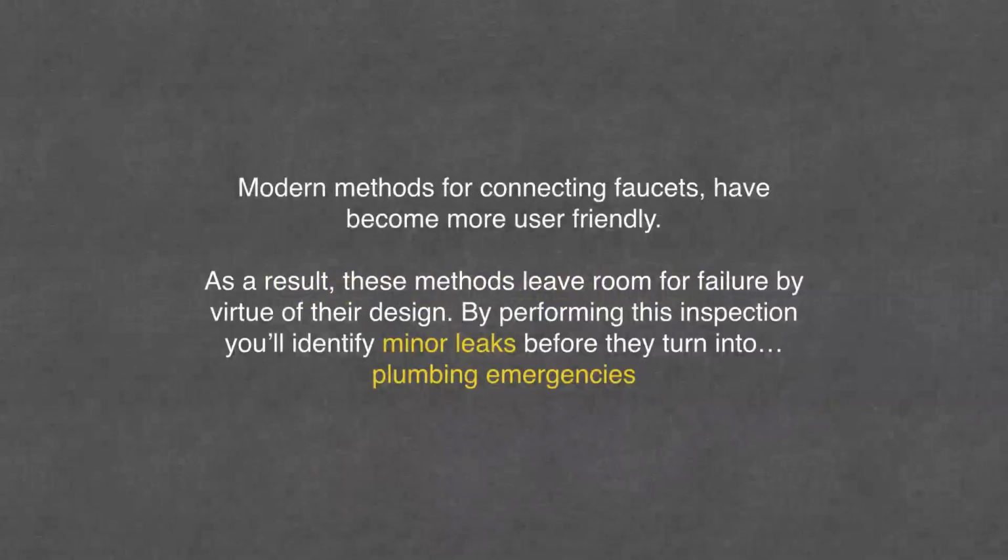Don't use them. Modern methods for connecting faucets have become more user-friendly. As a result, these methods leave more room for failure by virtue of their design. By performing this inspection, you'll identify minor leaks before they turn into plumbing emergencies. Folks, when I started, the connectors were solid brass pipe. Then they evolved into solid copper connectors. Today, everything's flexible stainless steel, flexible nylon or plastic, and there's just more chance for leaks to happen. It's plain and simple.